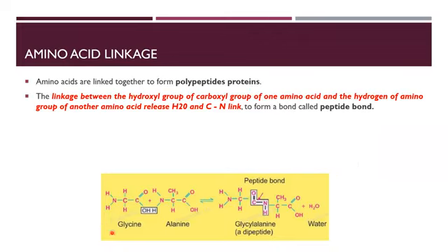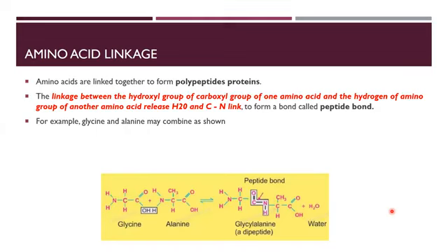These are the two amino acids, the glycine and the alanine. So the carboxylic group of one amino acid and the amino group of the other amino acid, they are going to react with each other. So how can we define it? The hydroxyl group of the carboxyl group of one amino acid is going to react with the hydrogen of the amino group of another amino acid to release a water molecule, making a CN link that is known as the peptide bond. So you can see here glycyl alanine, a dipeptide having two amino acids, has been formed.